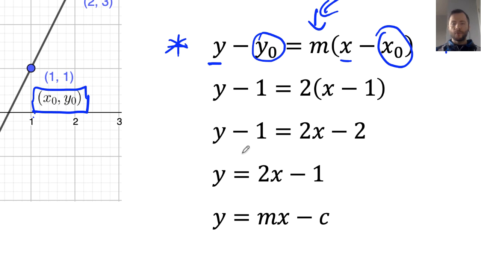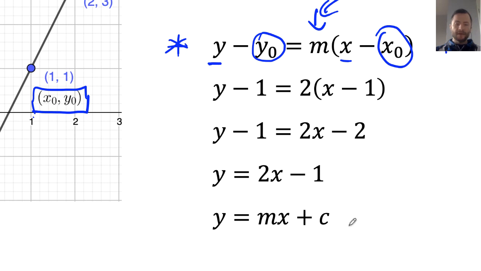And then if I move the number on the left hand side onto the right hand side, I'm going to get the slope intercept formula for this particular line. So if I calculate it all, I'm going to arrive at a formula of a line, y equals 2x minus 1. And that formula corresponds to a more general formula of a line called the slope intercept formula.